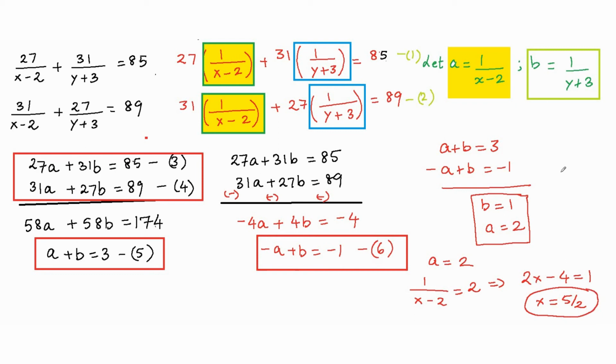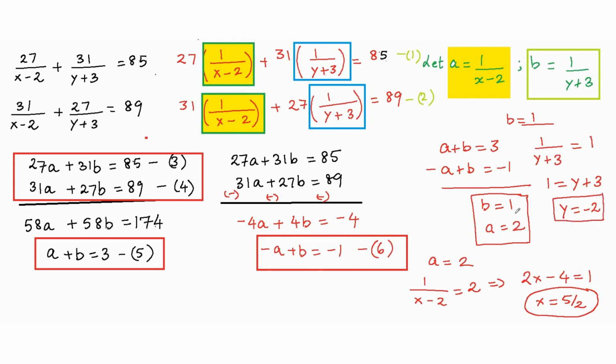So the value of X is 5 by 2. At the same time, 1 by B is equal to 1, right? So B is equal to 1. But what is the value of B? B is nothing but 1 by Y plus 3. So 1 by Y plus 3 is equal to 1, which means 1 is equal to Y plus 3, or Y is equal to minus 2.